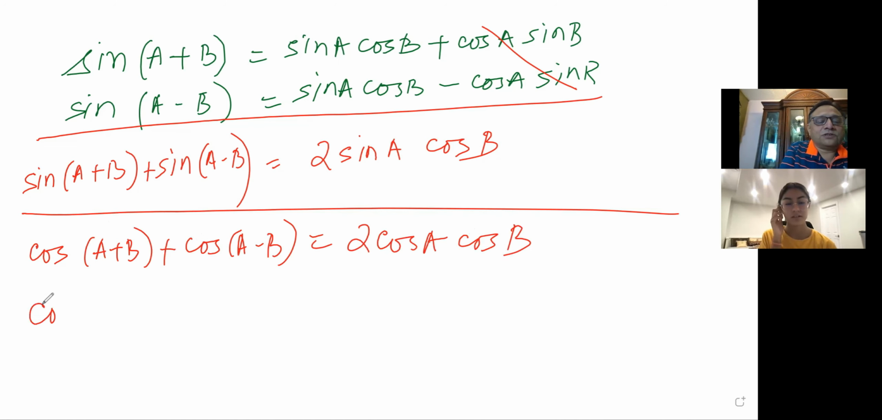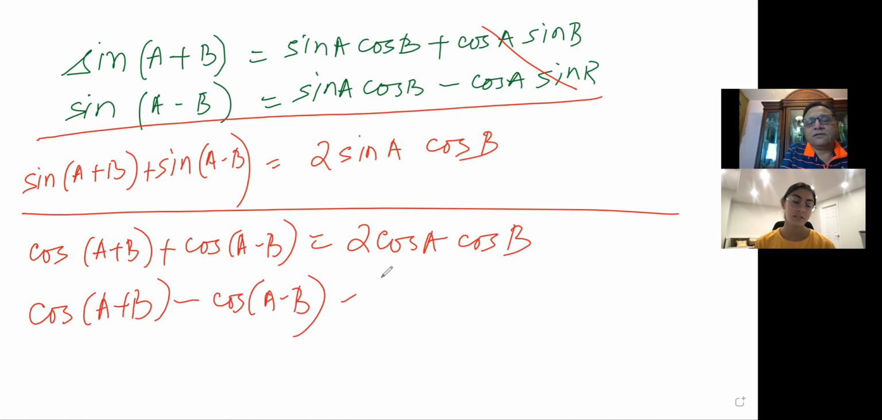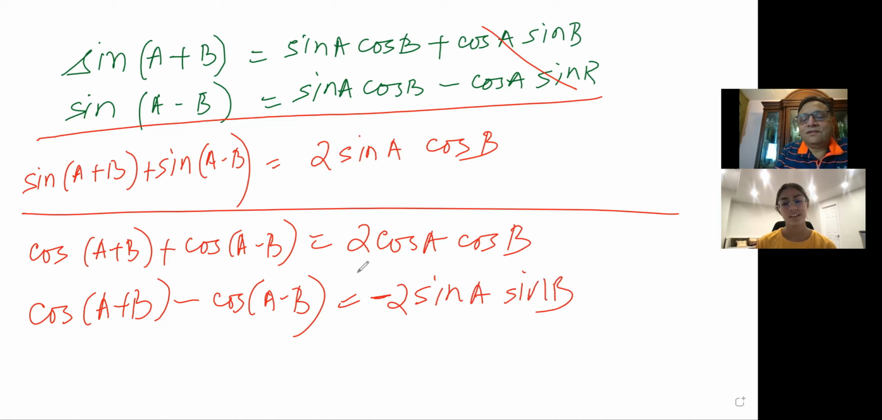So now what is cos A plus B minus cos of A minus B? Tell me that. It would be 2 cos A cos B. Minus means the first terms will cancel, that is cos A cos B will cancel, and that minus thing will remain, right? So what will you get? 2 sine A sine B? How do we get sine A sine B?